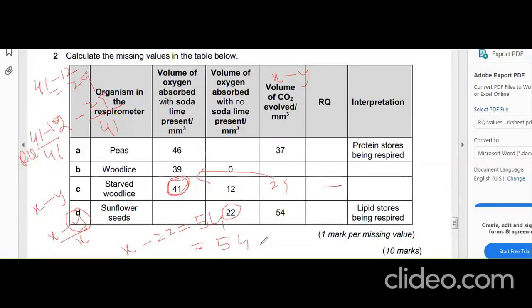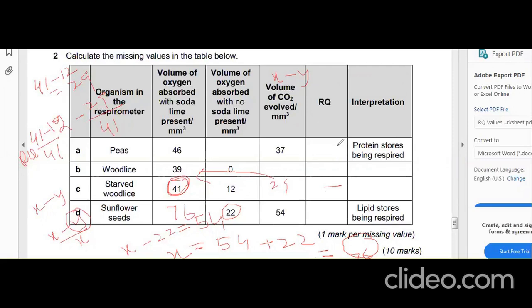To find the value of x, what you have to do is, the 22 will go to that side, so plus 22, and x will remain here, right? So if you do it here, 54 plus 22, 6 plus 1, 7, right? Yes. So the value should be 76. The volume of oxygen absorbed should be 76, right?